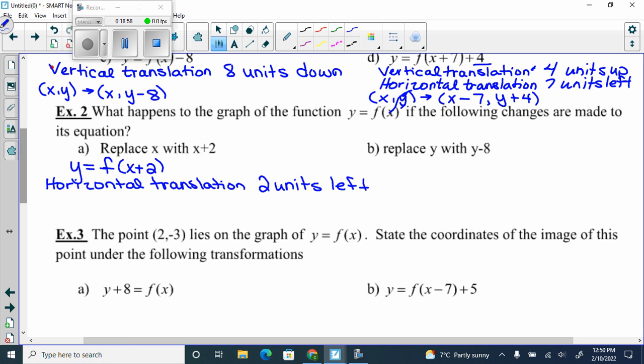So if I do this in mapping, I'm going to get x, y becomes, if I want to move to the left, I'm affecting my x, and I want to move 2 to the left, so I'm going to minus 2. And then nothing happened to my y.